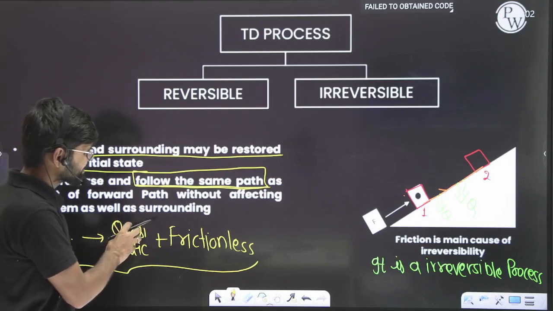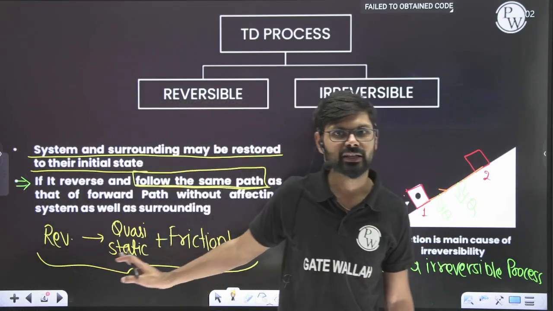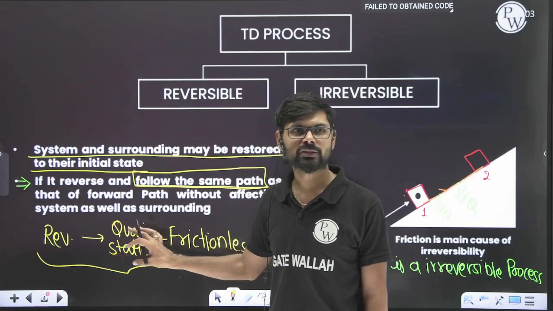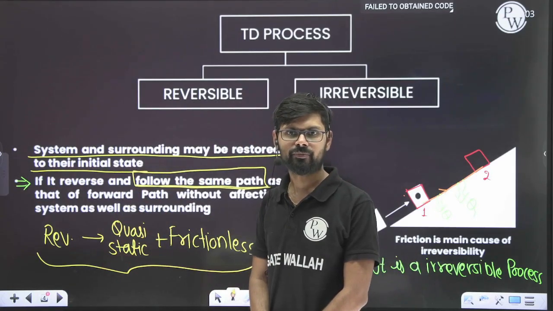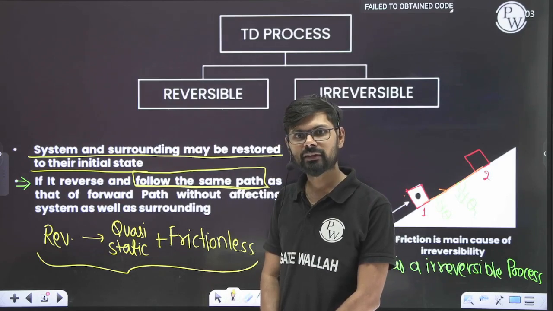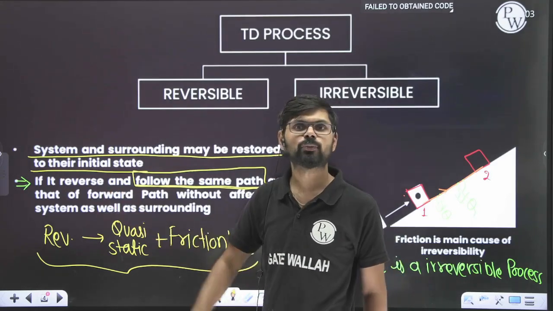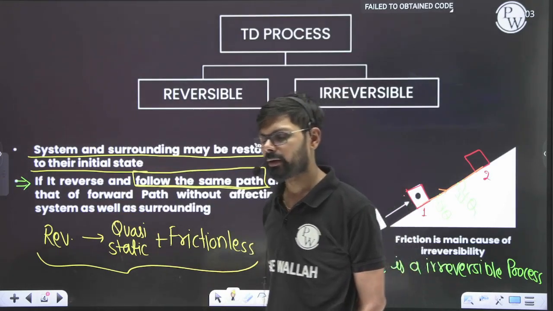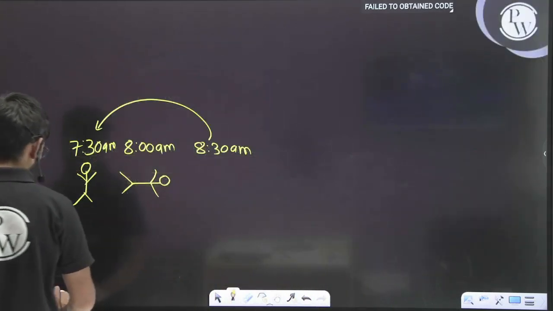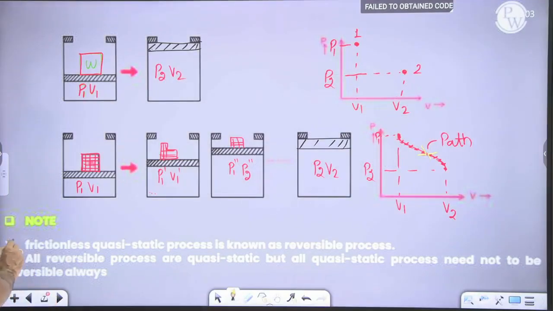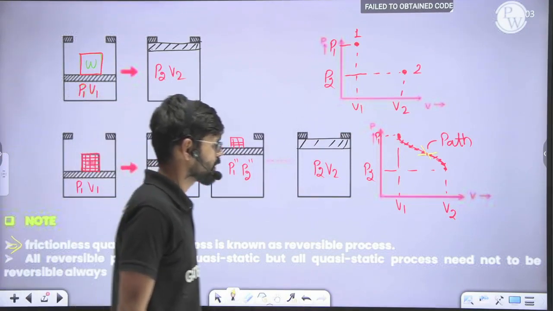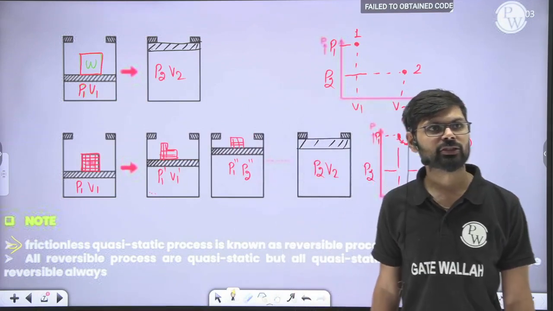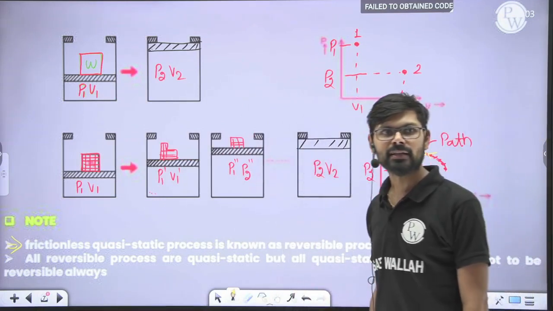Only those quasi-static processes are reversible which are frictionless. The reason given was that a frictionless quasi-static process is known as reversible. True. It is the correct explanation, and it's a correct statement also. So both statements are written here: a frictionless quasi-static process is known as a reversible process, and all reversible processes are quasi-static, but all quasi-static processes need not always be reversible. Is it clear to everyone?